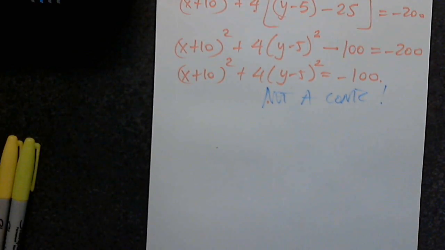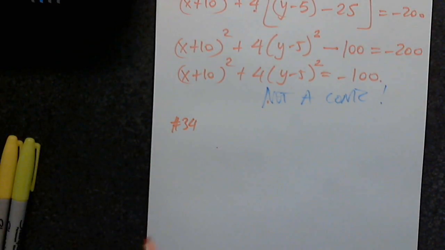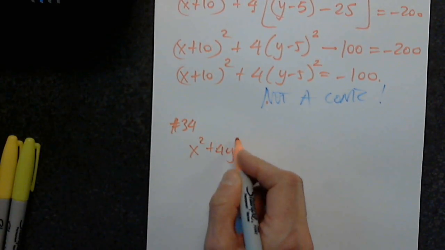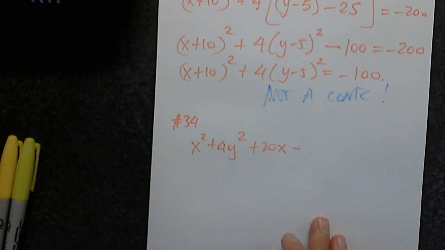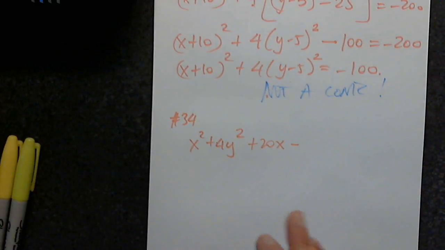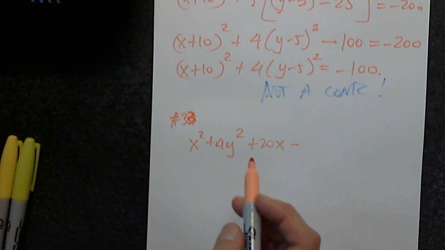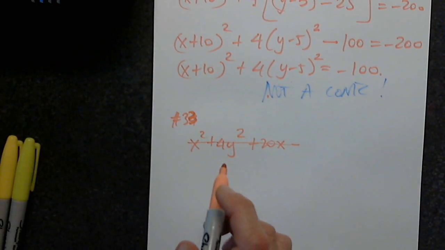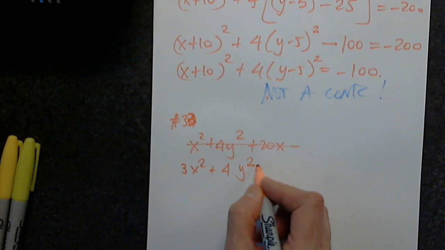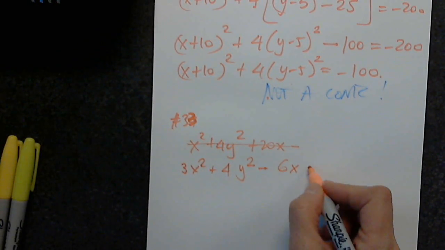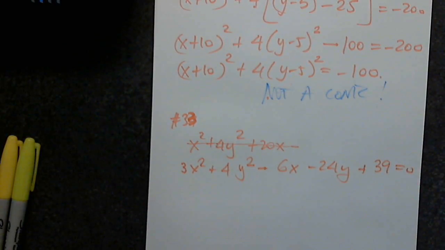Let's also look at 34. In 34 we have x squared plus 4y squared plus 20x. I'm sorry, we just did 34. Oh, 33, I meant to write. I was copying again. Sorry, I meant 33. So 3x squared plus 4y squared minus 6x minus 24y plus 39 equals 0.